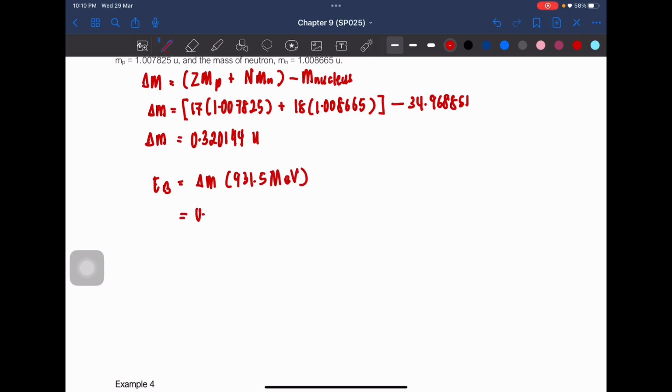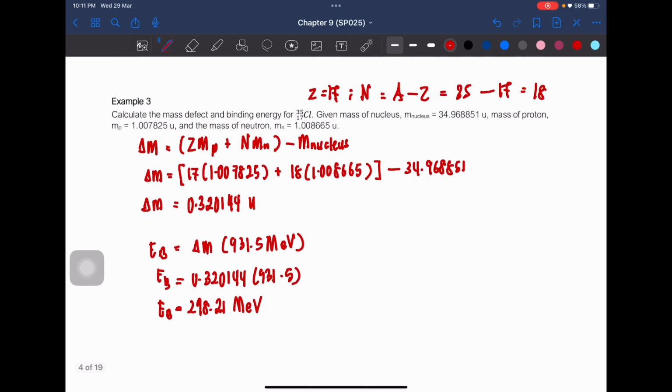Okay, so this is 0.320144 times 931.5. So, this is then equal to 298.21 mega electron volt. Right, so that is the binding energy. Okay, so some questions dia memang straightforward, dia tidak minta pun cari nukleus, dia bagi je terus.